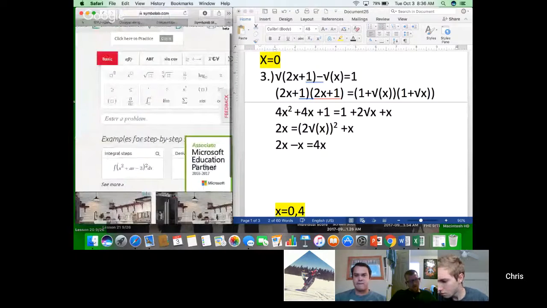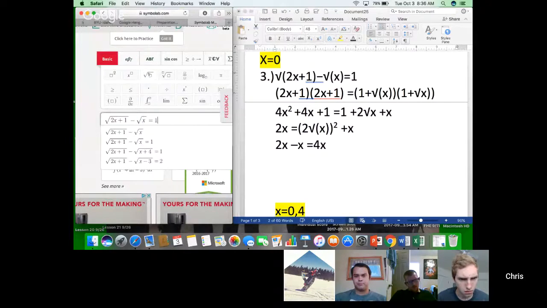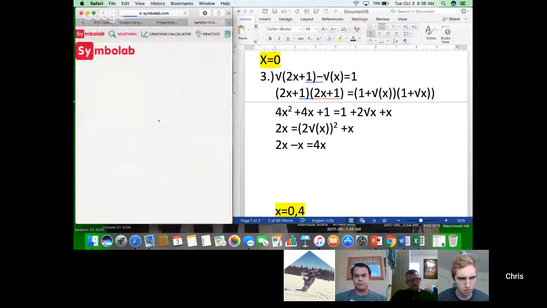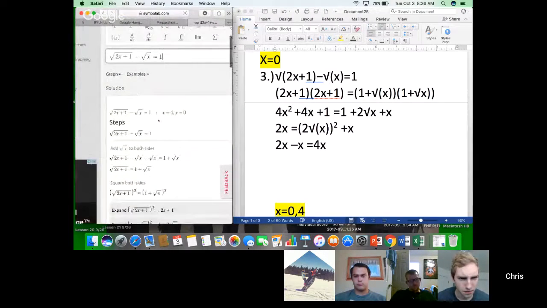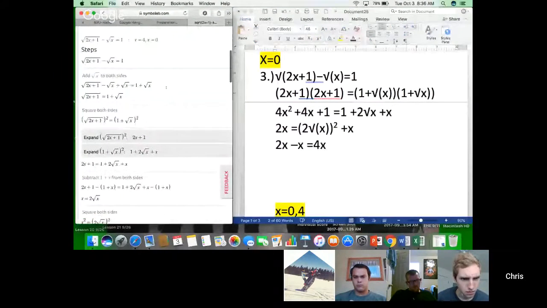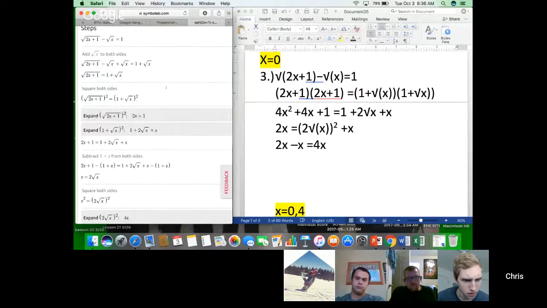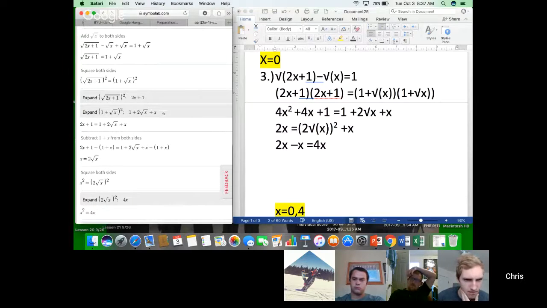So we had square root of 2x plus 1 minus radical x equals 1. And we hit go. And it says right here there's supposed to be 4 and 0 at the top. And here it'll give you the steps. Can you all see that? Yep. So let's see. Okay, so yes, we're supposed to add the square root of x to both sides. We did that right. We're supposed to square both sides.